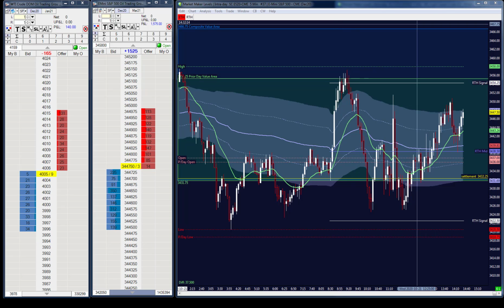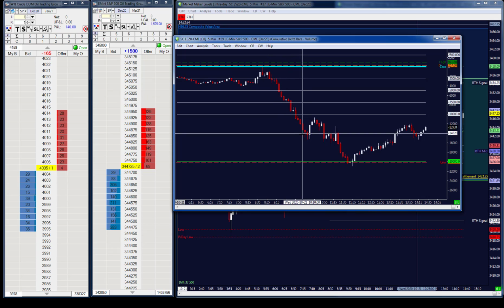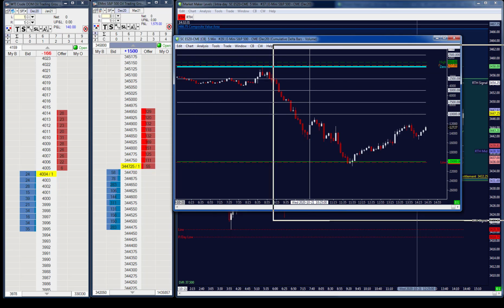Also, there was really no reason from a delta perspective to be looking to get out. You get pullbacks. Here was a little pullback in delta, a little pullback in delta here. But it was a very strong move to the downside. And again, this is representing very aggressive sellers, and the sellers were aggressive at that point in time.